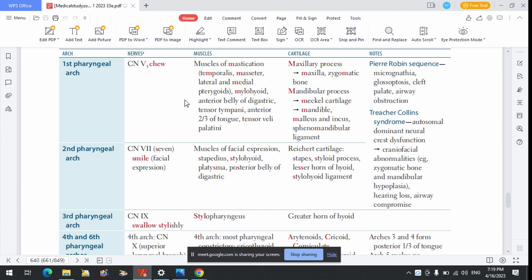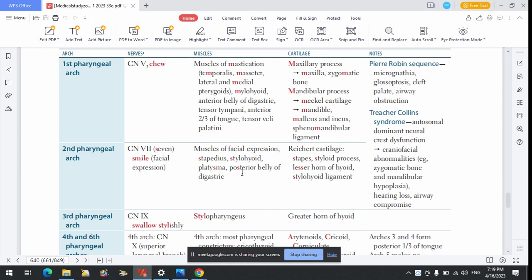Once we know that the anterior belly of the digastric comes from the first arch, we know that the posterior belly comes from the second arch. So the P's: platysma and the posterior belly. The S's: stapedius and stylohyoid. Then the muscles of facial expression. If you just remember stylohyoid, it will save you a lot of stress, because the stylohyoid ligament is also a product of the cartilage and the muscle is a product of the second pharyngeal arch. So stylohyoid gives the ligament and also gives the muscle.